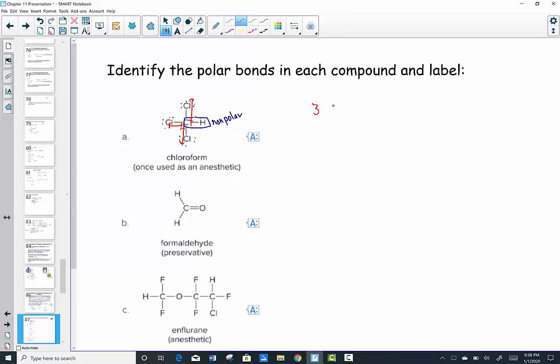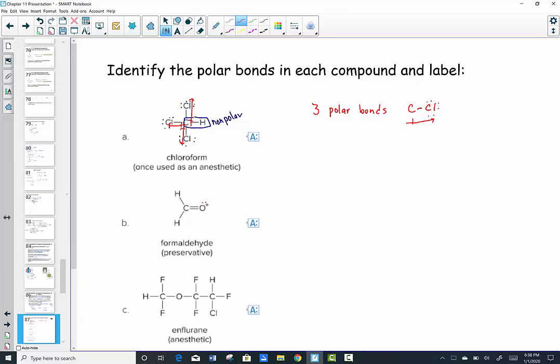There are 3 polar bonds in this structure. They're all identical. They're all C to Cl. And the bond distribution is being pulled to the electron-rich chlorine.